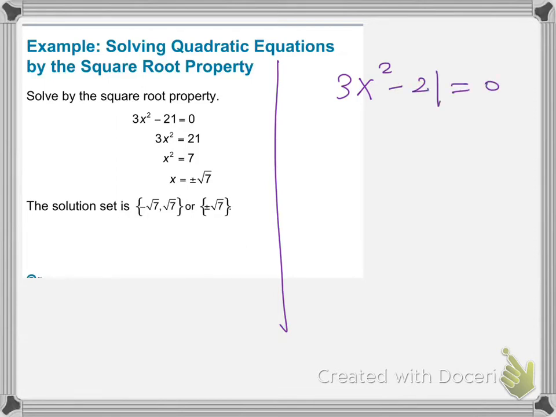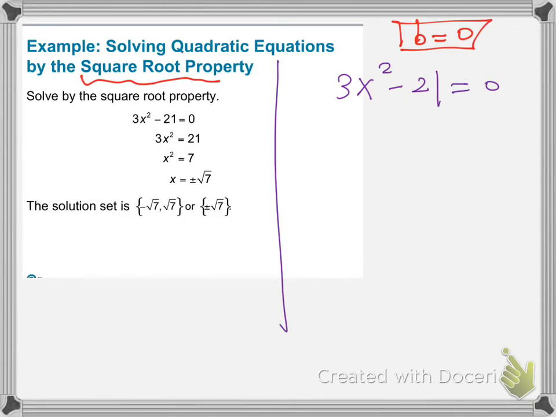So why is this example special? Because you see there are only two terms. Which one is missing? The bx, right? So b is 0. So this is the condition for this special case. If b is 0, we can use square root to solve the equation.